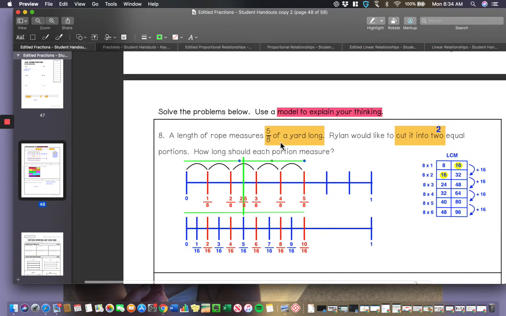All right, the models can be a little confusing, but also if you were to use keep, change, flip, you could take 5/8 divided by 2, and that would be the same as saying 5/8 times half. Remember, if we're cutting into 2 equal parts, we're taking half of what we have. We have 5/8 of a rope, and we want 2 equal parts. So I'm going to cut the rope in half. So that's basically what I did here. I took the green, which represents the rope, and I cut it in half. And I found out that half of 5/8 is 5/16.